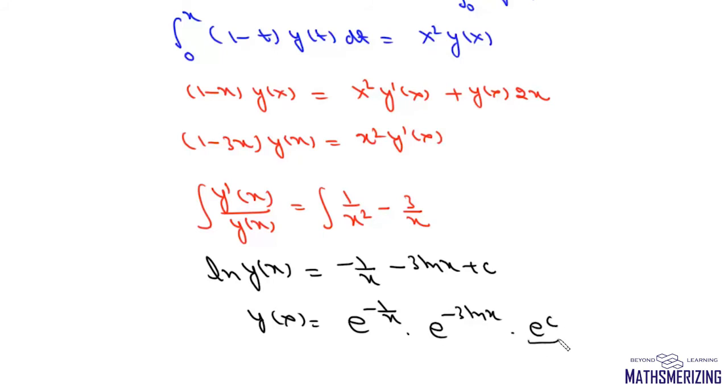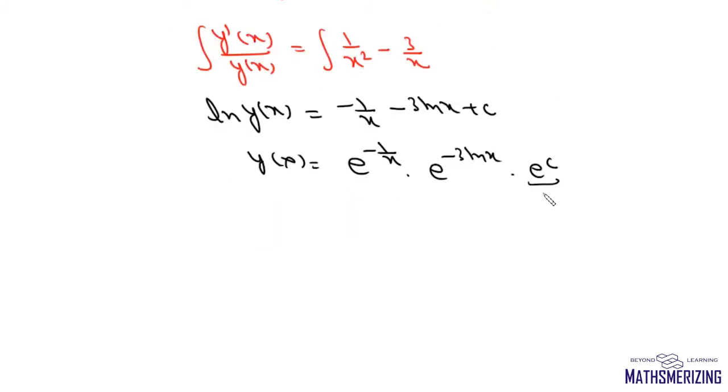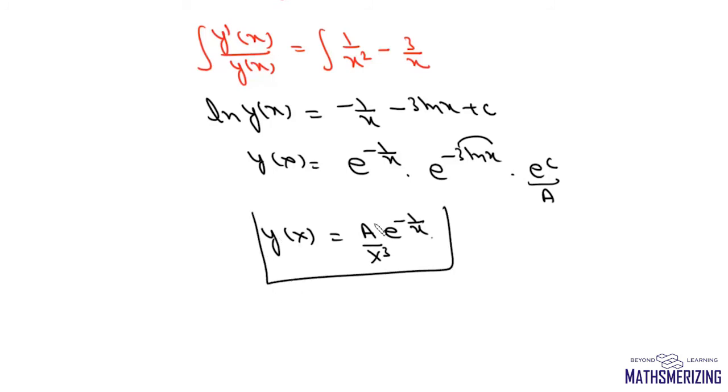Now e to the power c is some constant, say a, so we can write y as a function of x as a into e to the power minus 1 by x. Now what about this? We can take this minus 3 to the power of x and then en log will cancel, so we'll get this as 1 upon x cube. So that's your y as a function of x.